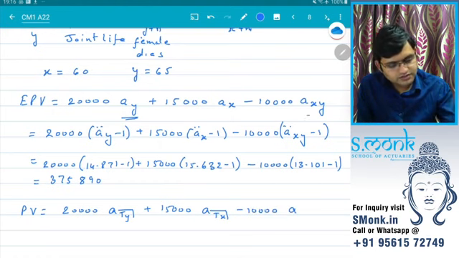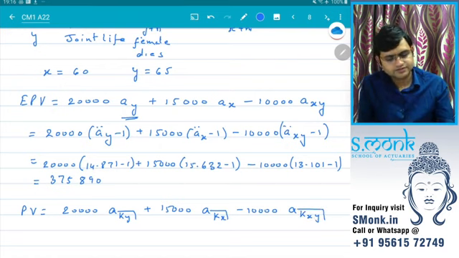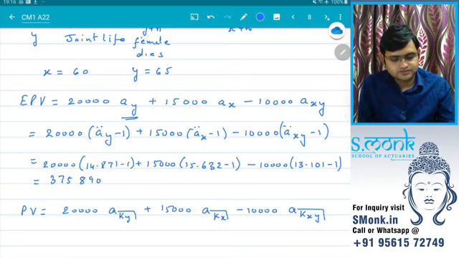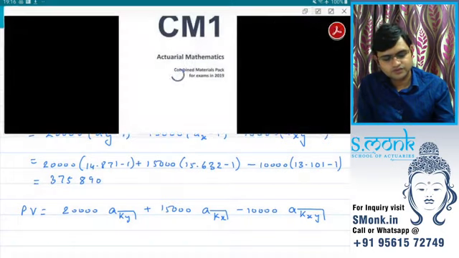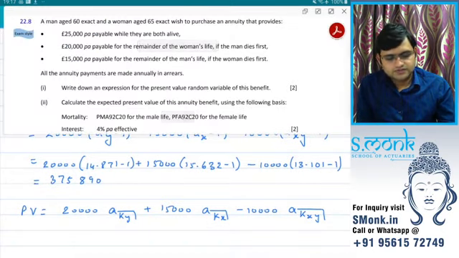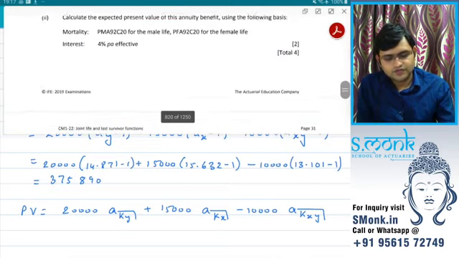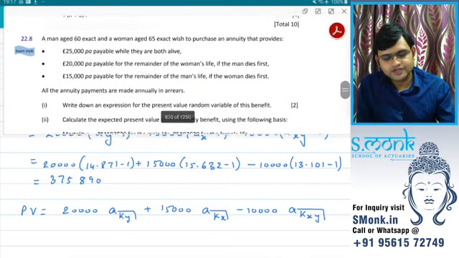A, this is XY joint life, so T XY, sorry, not T, it will all be K, my mistake here. T is for continuous, right? So K Y, this would be K X, and this would be K X Y. Arrears. Okay, if you understand this concept, then joint life is very easy for us.